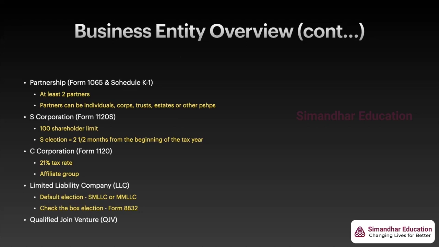So you just have to remember the date, because that can be tested on the exam. They could give you a tax year beginning and say that this entity wants to file as an S Corp. What is the due date by which it should be elected with the IRS to file as an S Corp? This is for only the first year. It's just a one-time election, and then you continue to file as an S Corp.